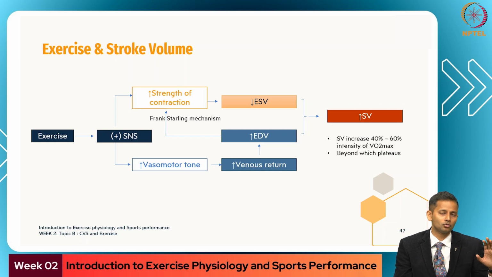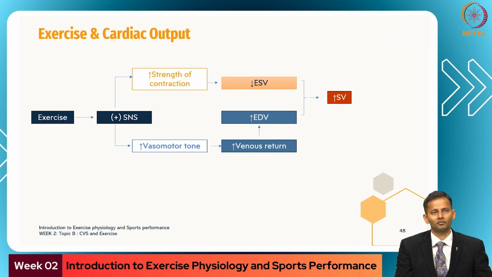But then as you progress beyond 60% of your maximal exertion, the stroke volume doesn't increase further. Okay, that you will have to remember. So what happens to the cardiac output? The same thing happens by increasing the stroke volume. In addition, the sympathetic nervous system also overrides the parasympathetic and the SA node.